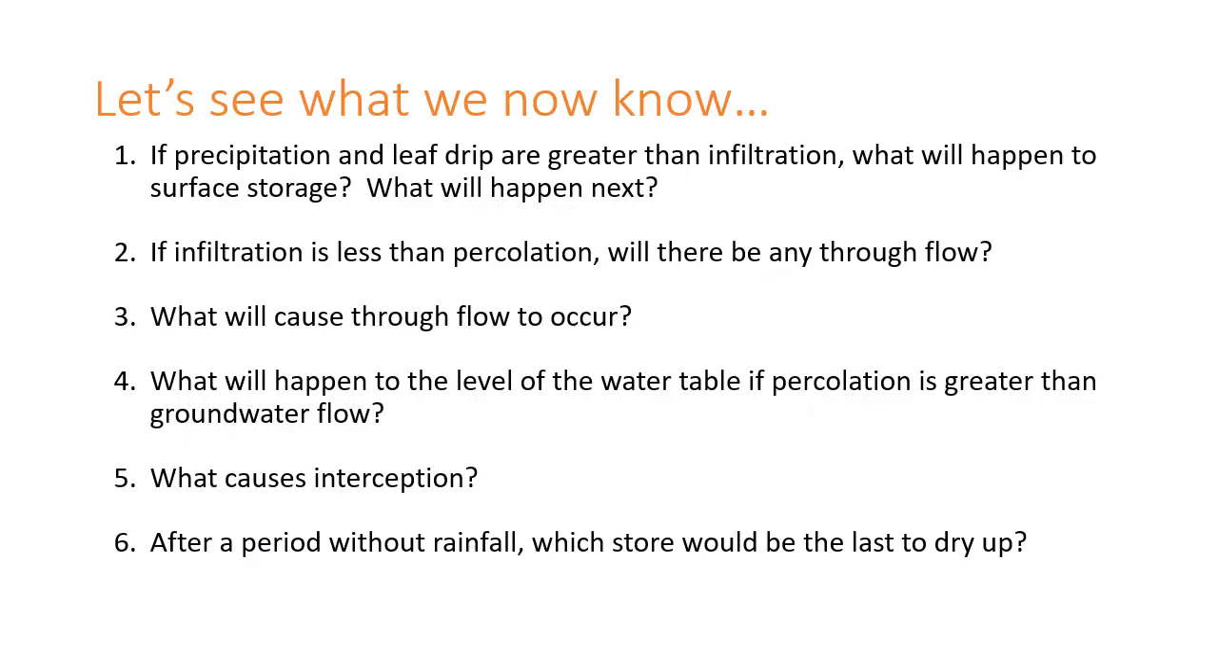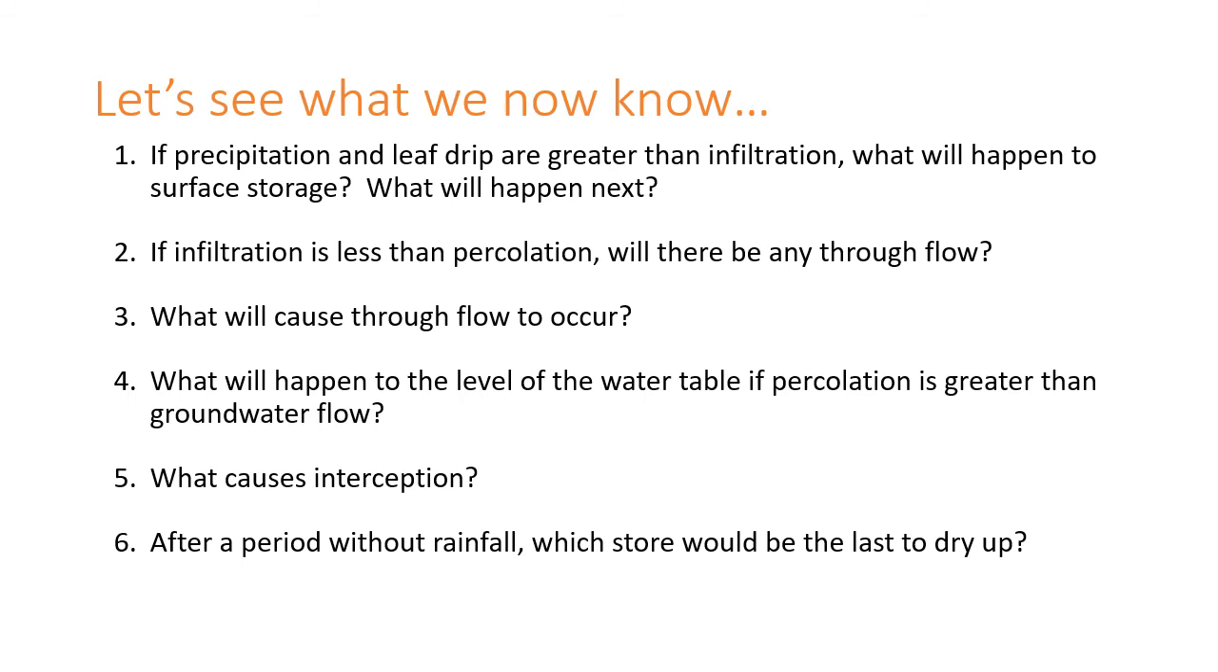Okay, so finally, just some quite challenging questions actually. Let's go through these and see if you can work them out. So number one, I'll go through the question, I'll pause, and then I'll go through the answer, see if you've got it right. So if precipitation and leaf drip, which is the water coming off the leaves, are greater than infiltration. Now, infiltration is water soaking into the soil. What's going to happen to surface storage and what will happen next? So just stop for a second and just think. Surface storage is puddles. Basically, you can get more or less puddles, and what might happen if you've got loads of water on the surface. So stop for a second and I'll go through the answer.